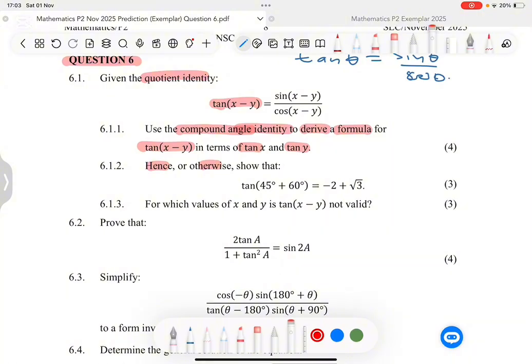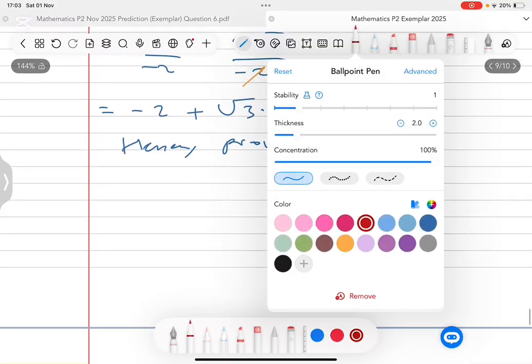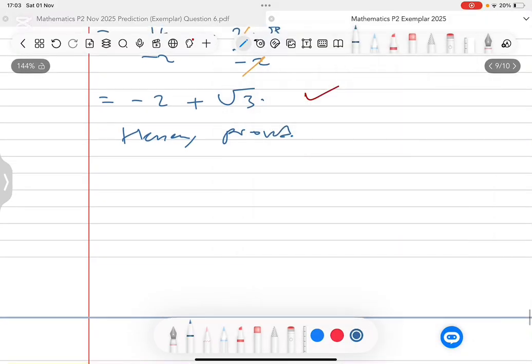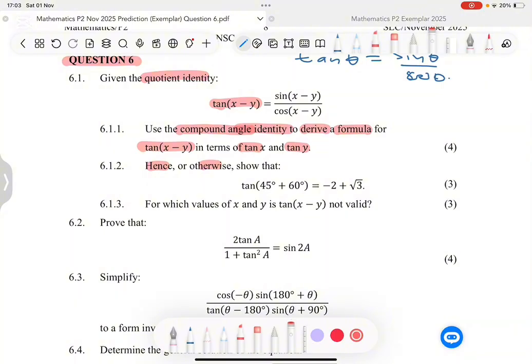The next question, which is question 6.1.3. They say here, for which values of x and y is tan of x minus y not valid? Where is this function, this trig ratio, not defined?